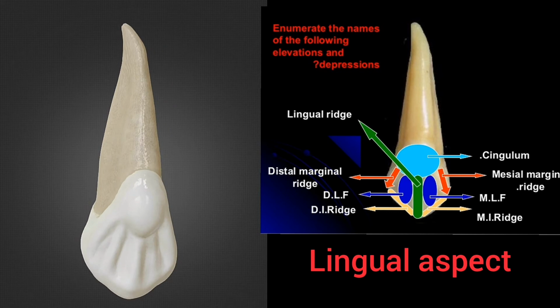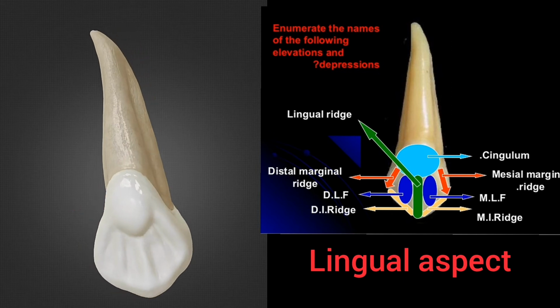And deep concavities between lingual ridge and marginal ridge are called mesial and distal lingual fossa. So this is the lingual ridge and this is the marginal ridge, and in between them there is a depression structure. This is called mesial lingual fossa, and similarly on the distal side there is a lingual ridge and marginal ridge, and in between them there's a depression, and this is called distal lingual fossa.